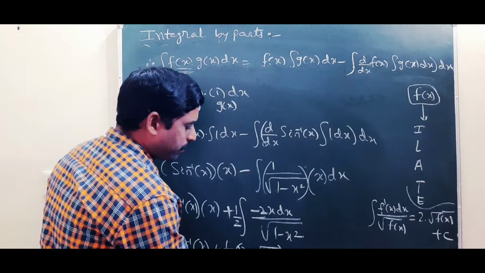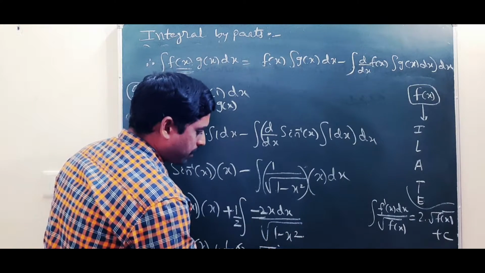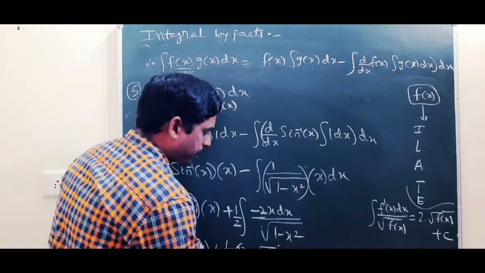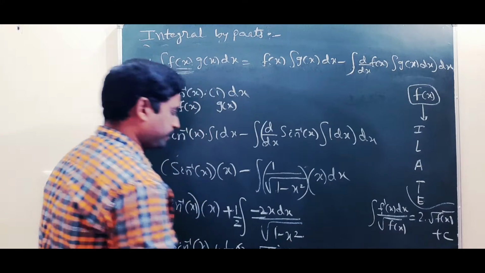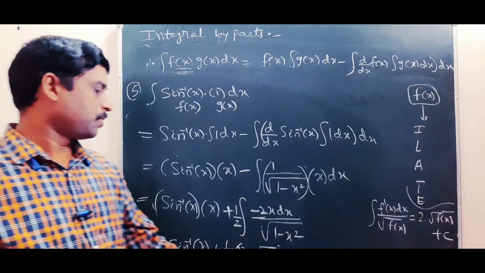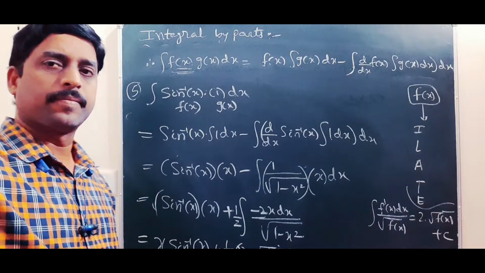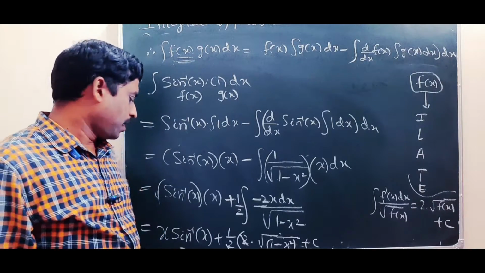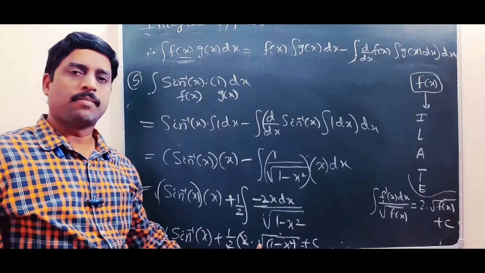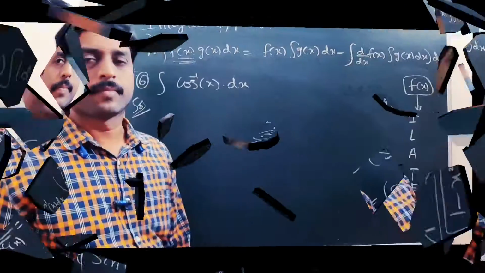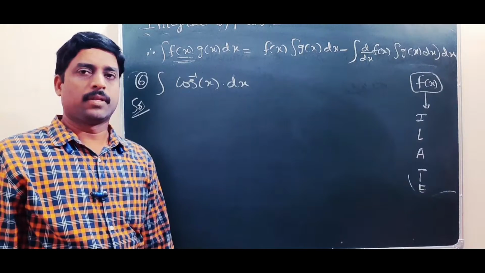where f of x place in, we should write 1 minus x square. This is the answer. So x sin inverse x plus root 1 minus x square plus c. What is the answer? X sin inverse x plus root under 1 minus x square plus c. Let us go to the next problem.